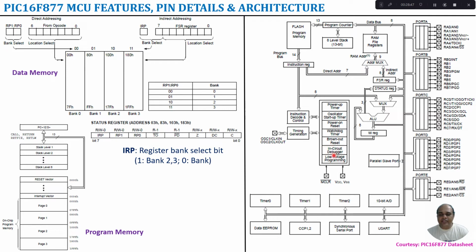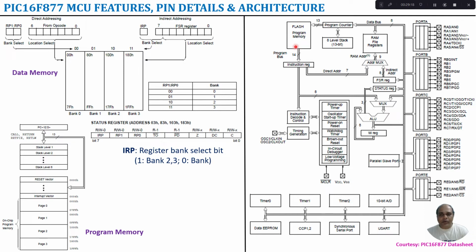Then I have an in-circuit debugger which can help in debugging our code. So we can check at what line we have an error and we can rectify it. That is possible with the help of an in-circuit debugger. Then it also supports low voltage programming, where we can use a normal 5 volt to do the programming part. So as I talked about the program memory, the program memory is going to be of 8K by 14 bits.